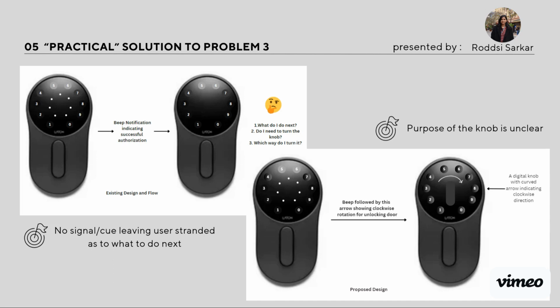As you can see, once we get that notification indicating successful authorization, it's like, what do I do next? Or do I need to turn the knob? What is the function of this? And even if I have to turn the knob, which way do I turn it?